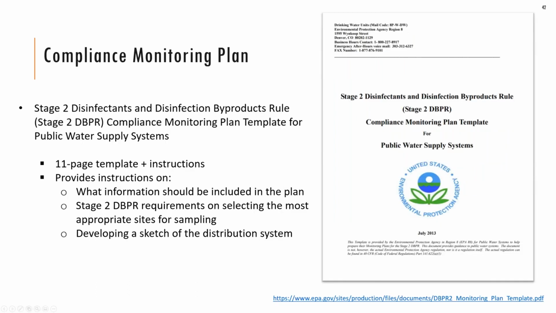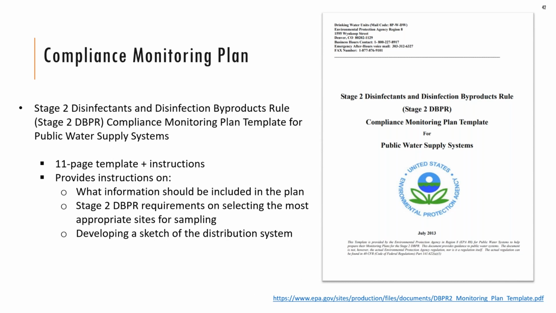So once a system completes an IDSE, they're required to develop a compliance monitoring plan, which will specify monitoring location and the monitoring schedule. US EPA has an 11-page monitoring template along with instructions which can be used to develop a compliance monitoring plan. However, it is recommended that water systems check with their state agency to see if they have their own template, which might differ slightly from EPA or other states.